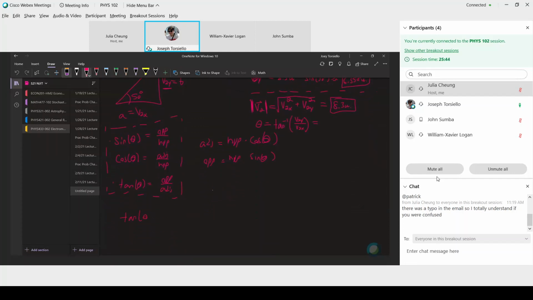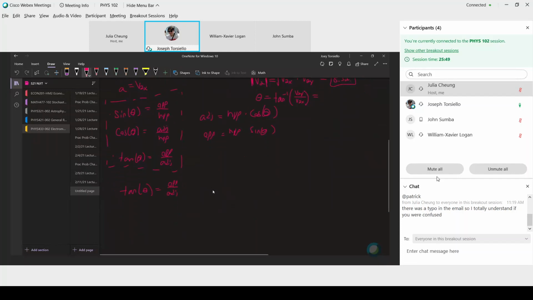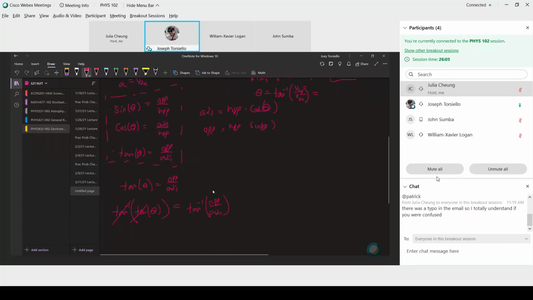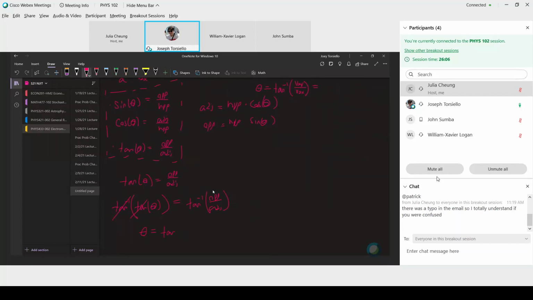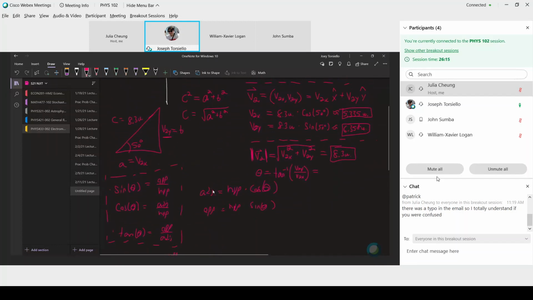So if we wanted to find the angle, and tan theta is opposite over adjacent, you would just take the arctan of both sides in order to cancel out the tan. Sort of the same thing as doing a square root on a square. You do it on both sides, because that's how algebra works. And you get theta equals the arctan of opposite over adjacent. The opposite is v2y and the adjacent is v2x. So if you plug those numbers in, you would get theta.